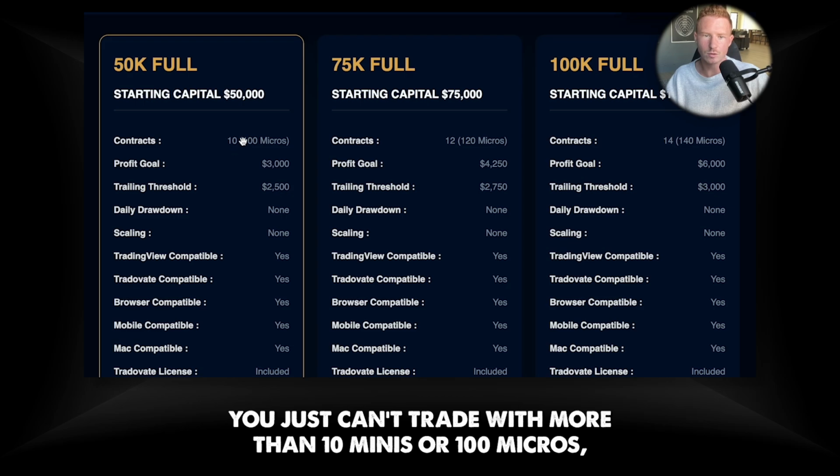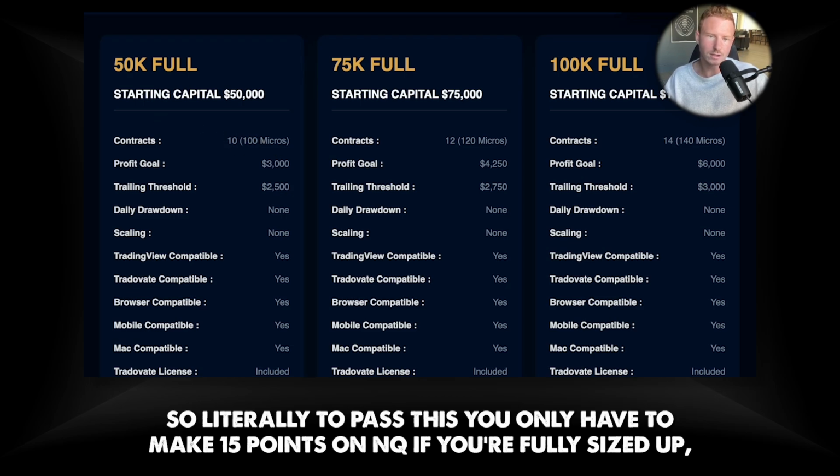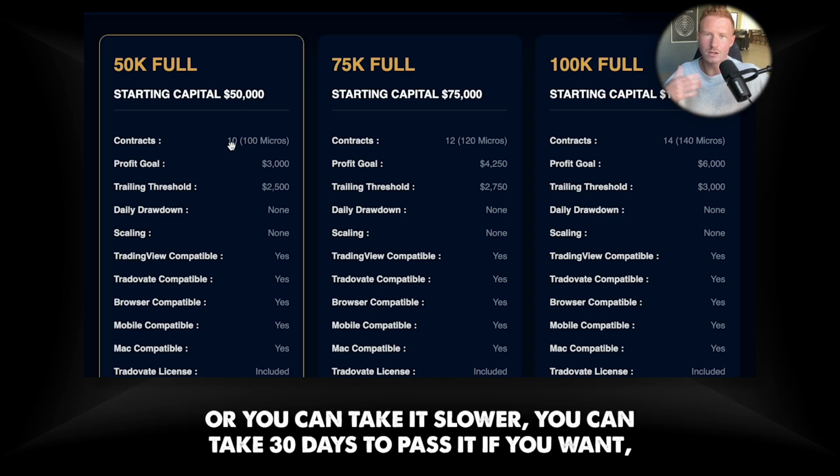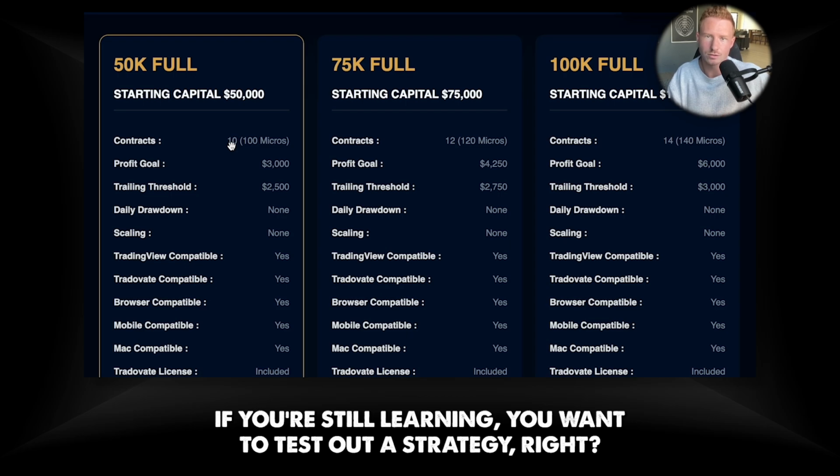You just can't trade with more than 10 minis or 100 micros. So literally to pass this, you only have to make 15 points on NQ if you're fully sized up, or you can take it slower. You can take 30 days to pass it if you want. If you're still learning, you want to test out a strategy, right?